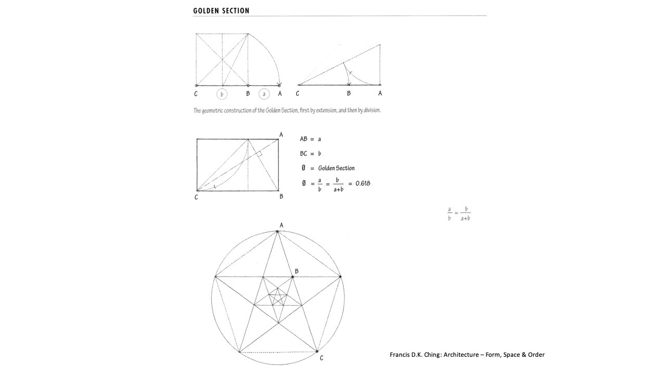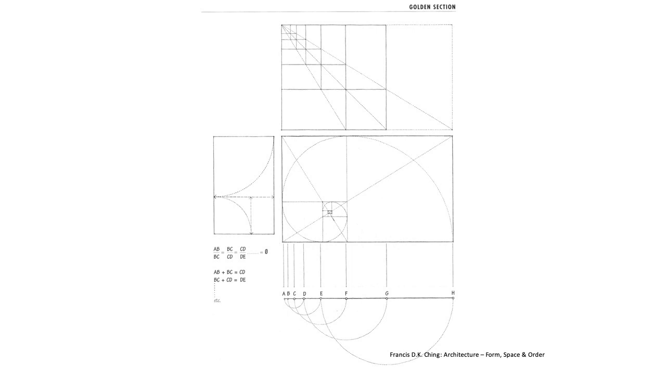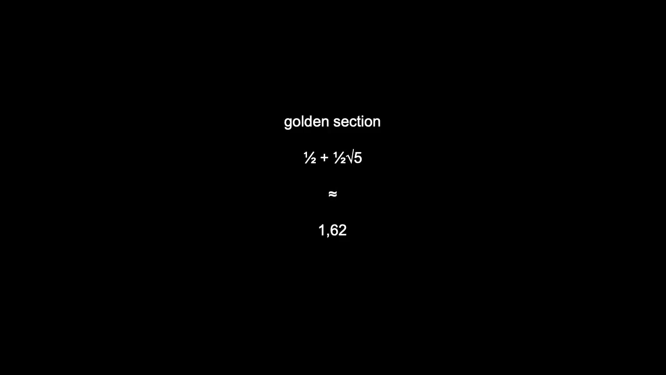And this golden ratio can be found in many figures, for example, in a pentagram, and also, and there are reasons for it, in many instances in nature. For example, in sunflowers. Once again, here it is expressed. To be exact, it's 1/2 plus 1/2 times the square root of 5, which equals more or less 1.62.